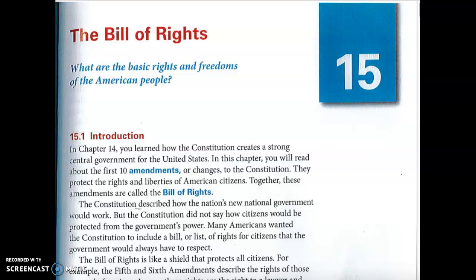Hello, fifth graders. This is Miss Pausine, and we are going to read chapter 15 together about the Bill of Rights. This is our final chapter of the textbook that we will be learning about during distance learning. So, the Bill of Rights.